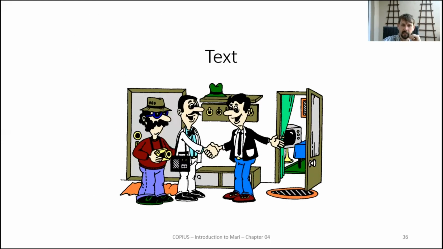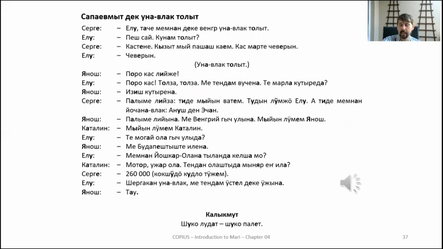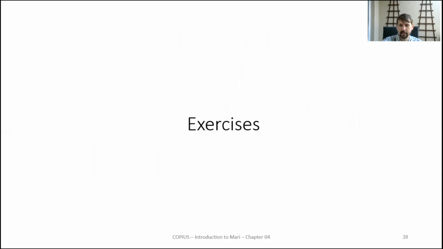In the text to this chapter, we have some Hungarian guests. János and Katalin are visiting Joshkar-Ola and are meeting Sergei and Yelu. So you can read that text and then you can work your way through the exercises.